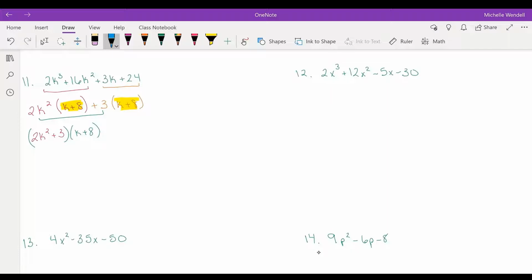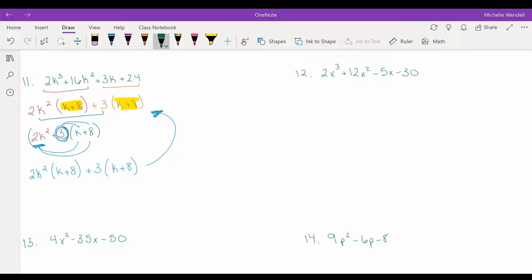So to do that, you would always take this first term and multiply it by this k and then by the 8. And then you took the second term here, 3, and multiplied that by the k and the 8. So you had 2k squared multiplied by the k and the 8. And then you took the 3 and multiplied it by the k and the 8. Notice that's the exact same as this.